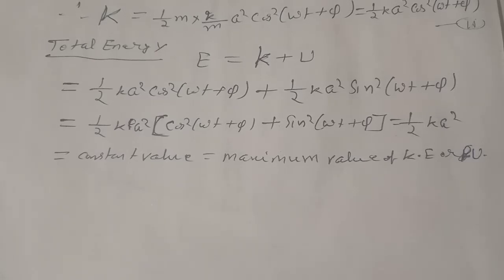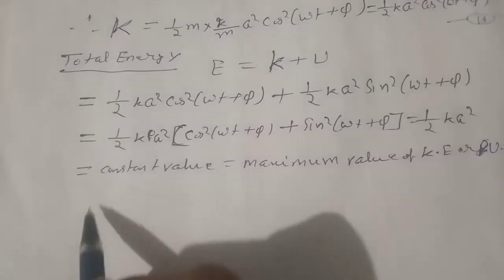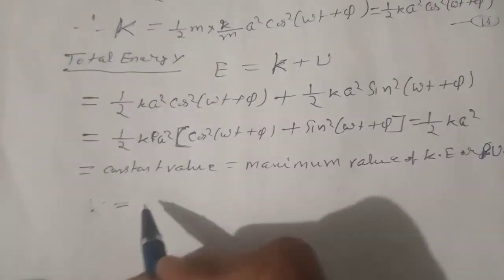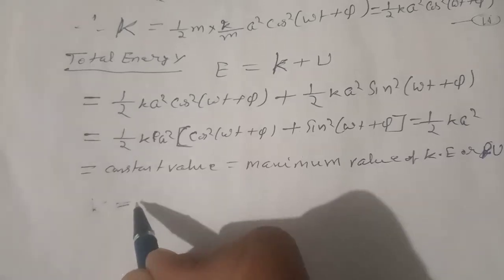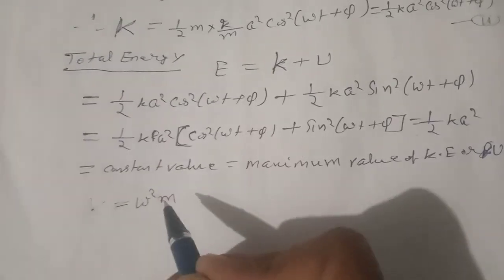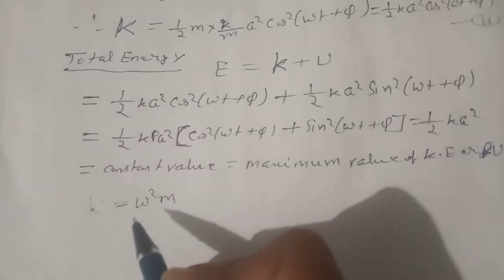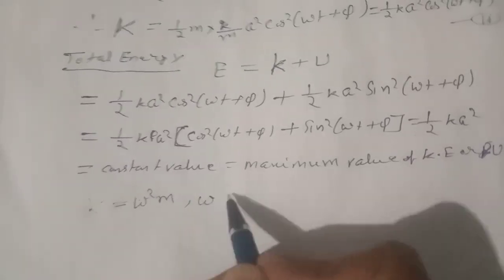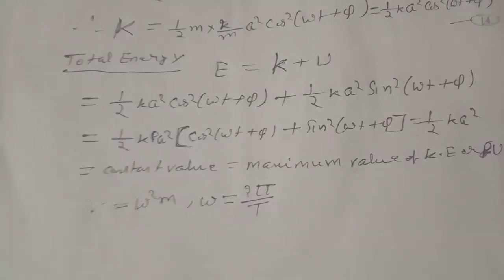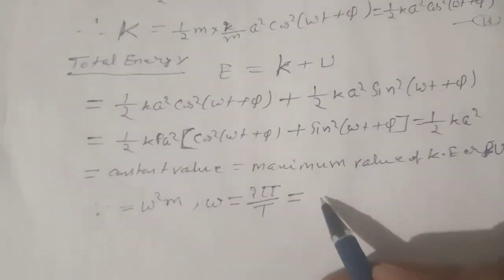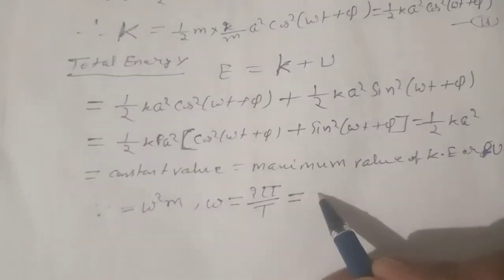Next, we know that we have k equals omega square m, and we have omega equals 2 pi by T, or 2 pi n, where n is the frequency.